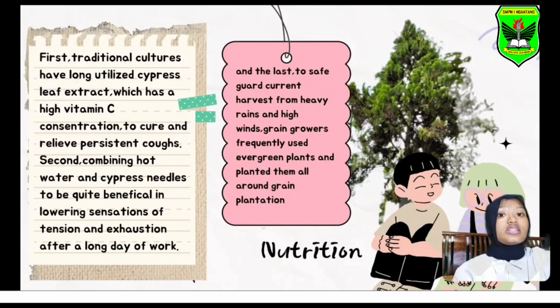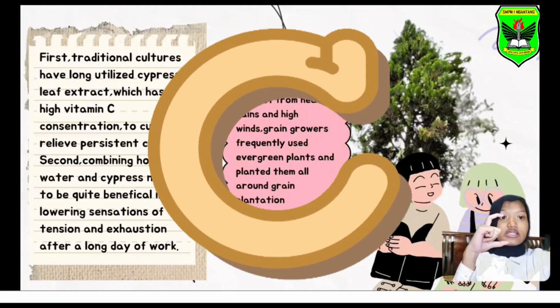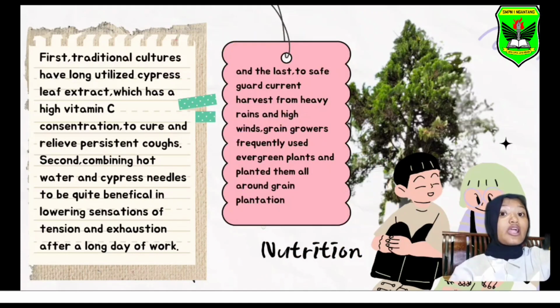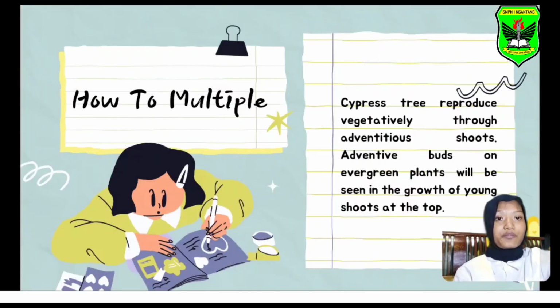Nutrition. First, traditional cultures have long utilized casuarina leaf extract, which has a high vitamin C concentration, to cure and relieve persistent cough. Second, combining hot water and casuarina needles is quite beneficial in lowering sensations of tension and exhaustion after a long day of work. And last, to safeguard current harvests from heavy rains and high winds, farmers frequently use evergreen plants and plant them all around grain plantations.